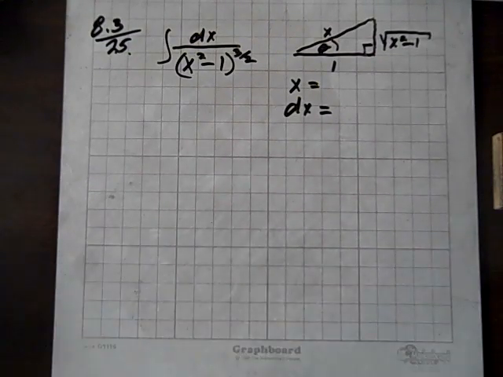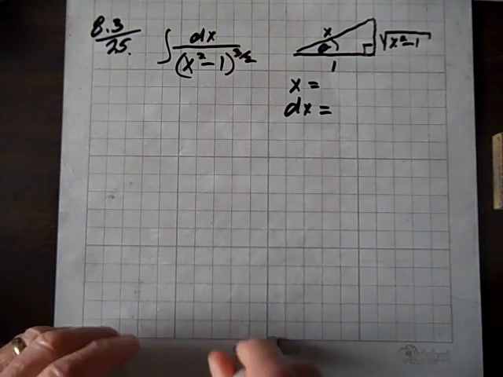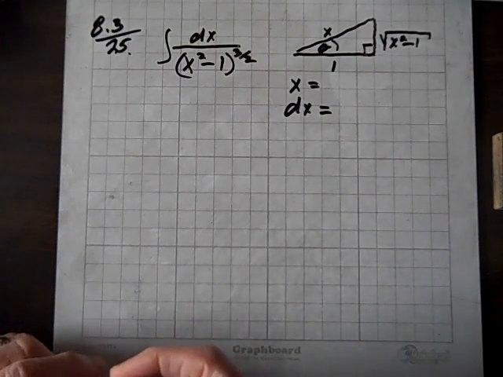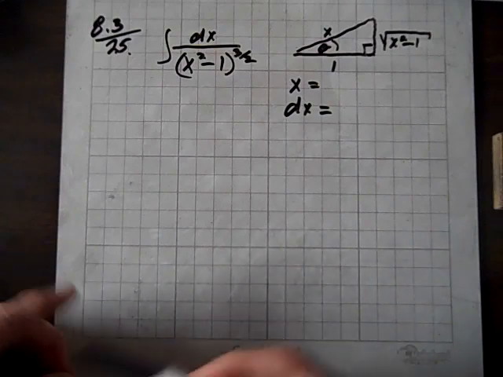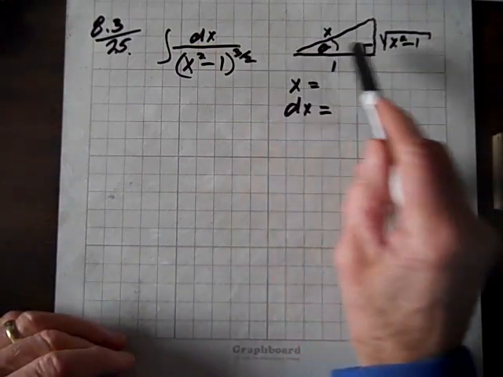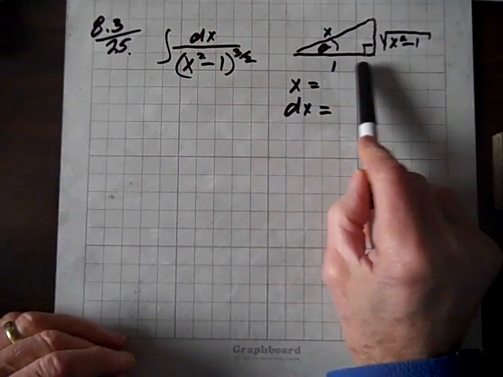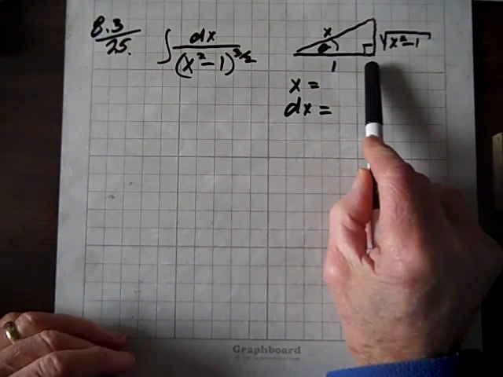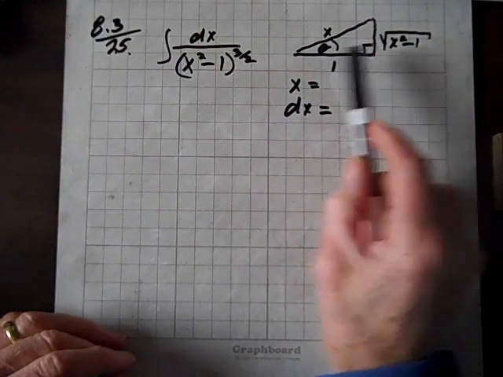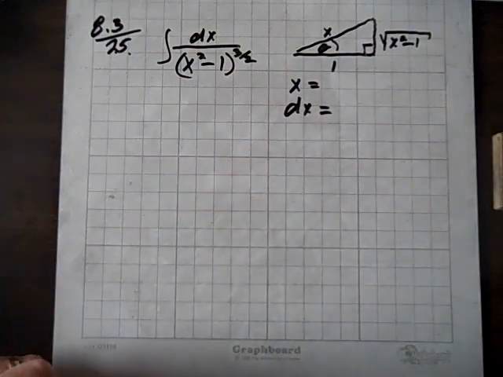So now we're on section 8.3 and we're doing question 25. Here's the triangle and its identities that correspond to the given information.